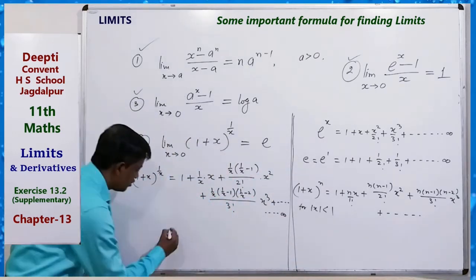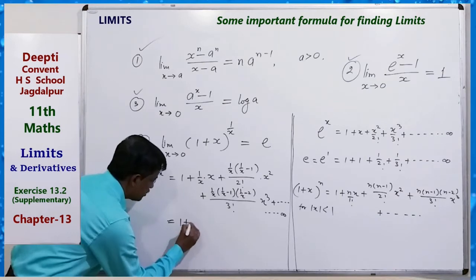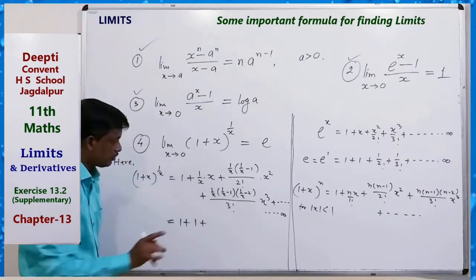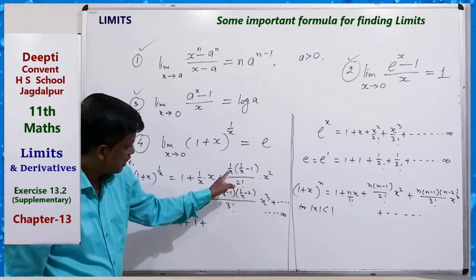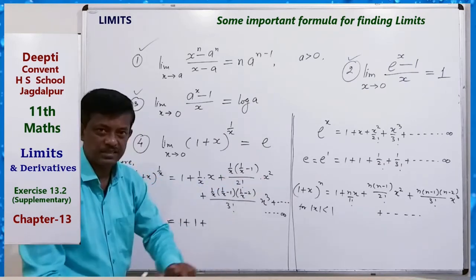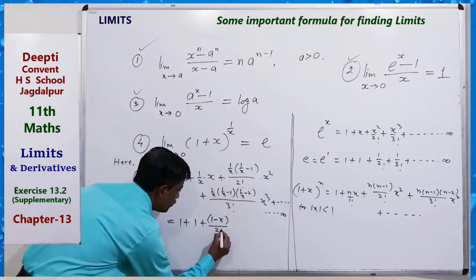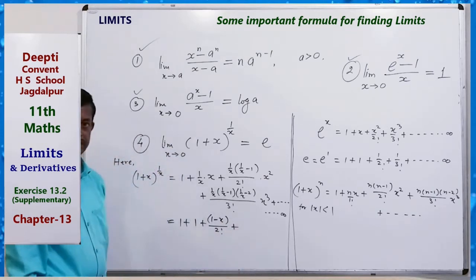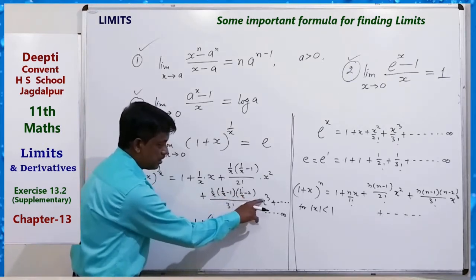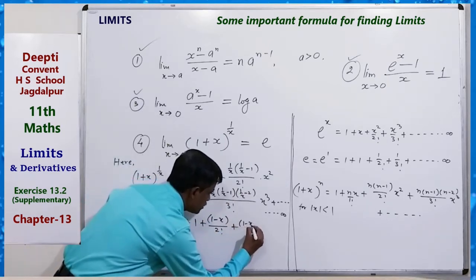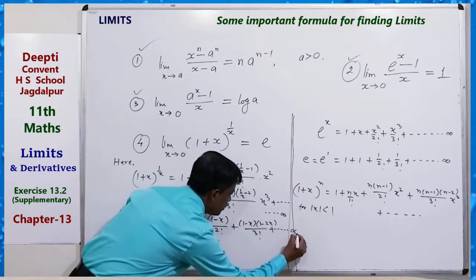Okay, so now see, this equals 1 plus 1 plus, taking the LCM, x square cancels out, so 1 minus x upon 2 factorial plus, taking the LCM, x cube cancels, so 1 minus x, 1 minus 2x upon 3 factorial, up to infinity.